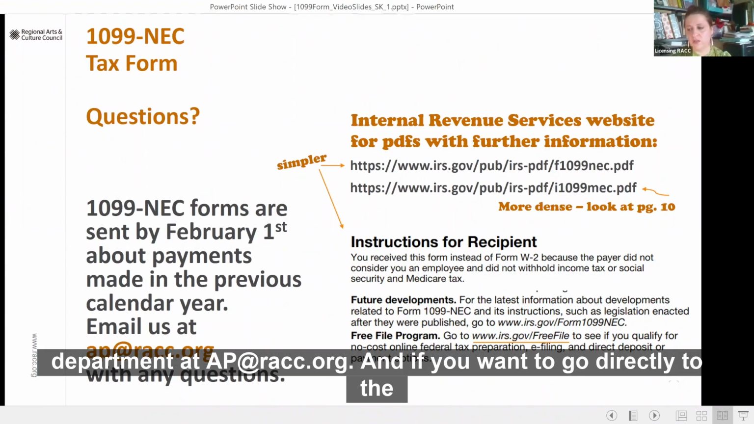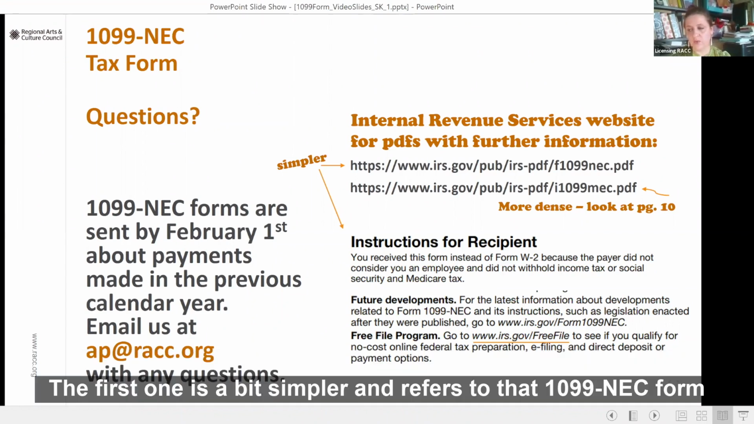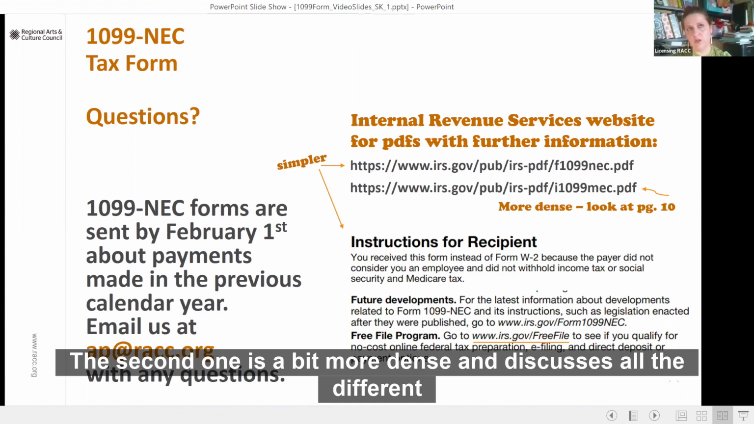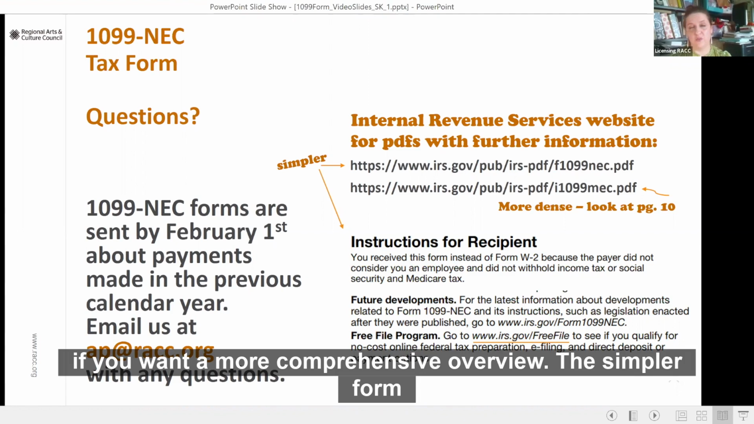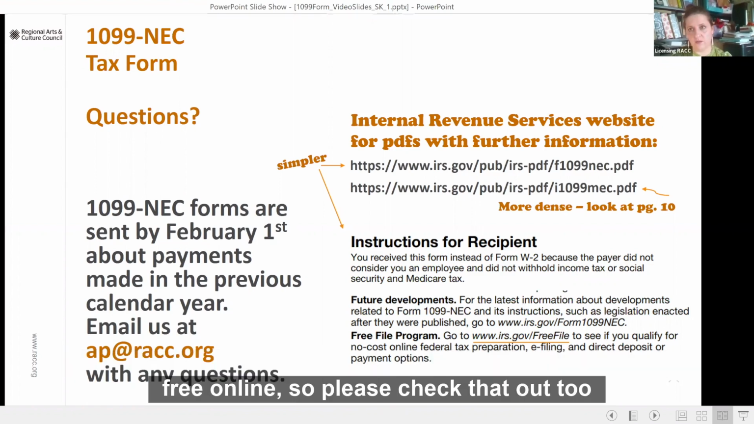And if you want to go directly to the source material and dig on the IRS website, there are 2 links listed here that you can visit. The first one is a bit simpler and refers to the 1099 NEC form specifically. The second one is a bit more dense and discusses all the different kinds of 1099s if you want a more comprehensive overview. The simpler form also suggests you might inquire if you'd qualify to file your taxes for free online. So please check that out too if that feels like something you'd like to find out.